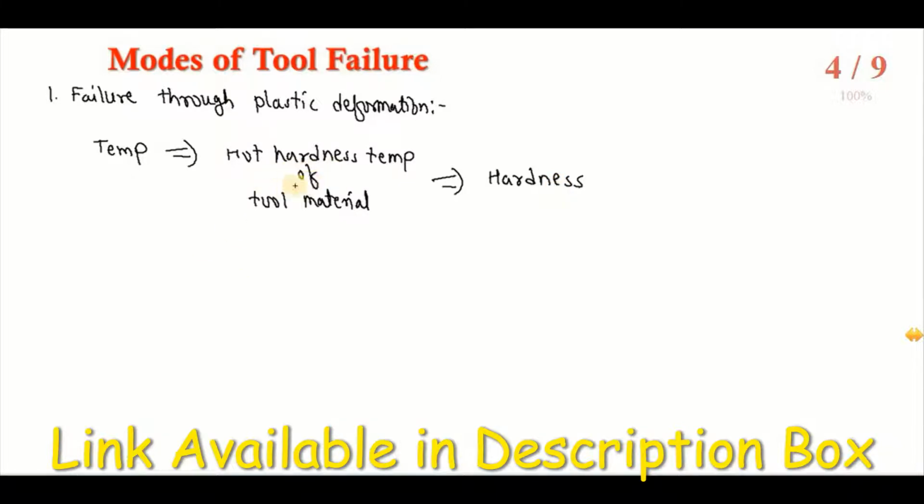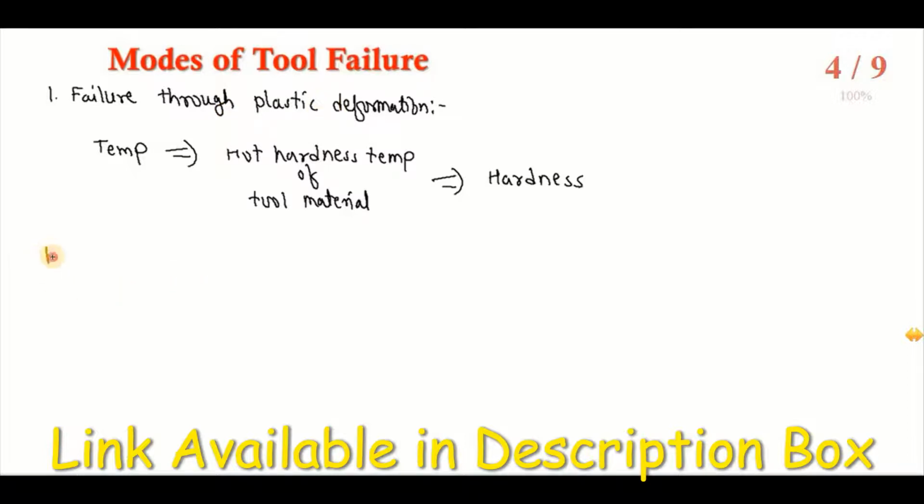So what is hot hardness temperature? It is the minimum temperature above which, with an increase in temperature, the hardness of the tool will decrease. We have seen that in the first part of this lecture series, what is meant by hot hardness temperature. You can check the link. So whenever the temperature generated during the machining operation, due to heat generation at three zones, friction zone, shear zone and tool-work interface, is greater than the hot hardness temperature of the tool material, the tool material loses its hardness. That is called failure through plastic deformation.